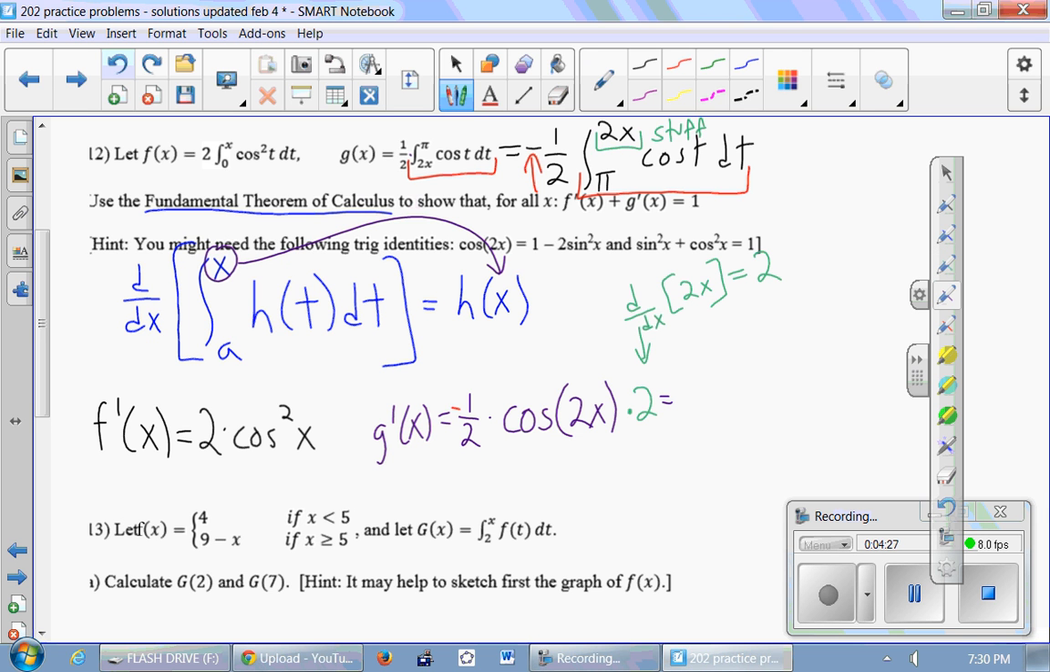And so then our simplified version, let's see, the 2 and the half cancel, and there's a negative in the front, so it's just negative cosine of 2x. And that is what g prime is. And so believe it or not, the calculus here is done.